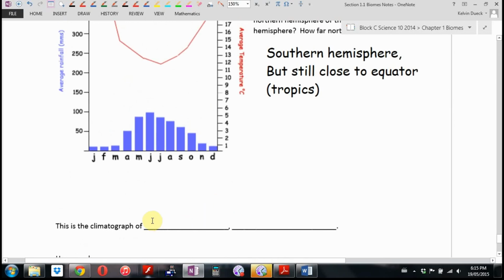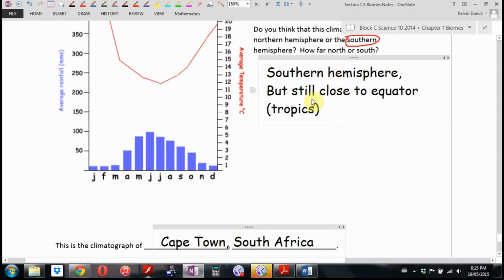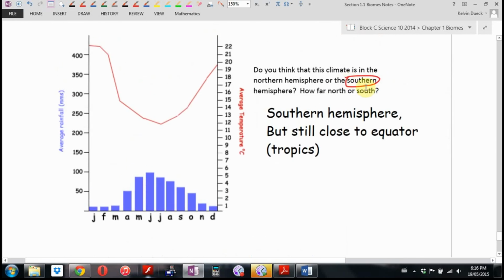I looked this up from online. This is the climatograph of Cape Town. Cape Town, Mr. Dueck? Cape Town, South Africa. I stole it from, I think, a United Nations page. So were we right? Is it southern hemisphere? Yep. Is it close to the, well, it's the southern part of Africa, which isn't that close to the equator, but still close-ish. I need to see a map. Certainly we were right about the southern hemisphere.